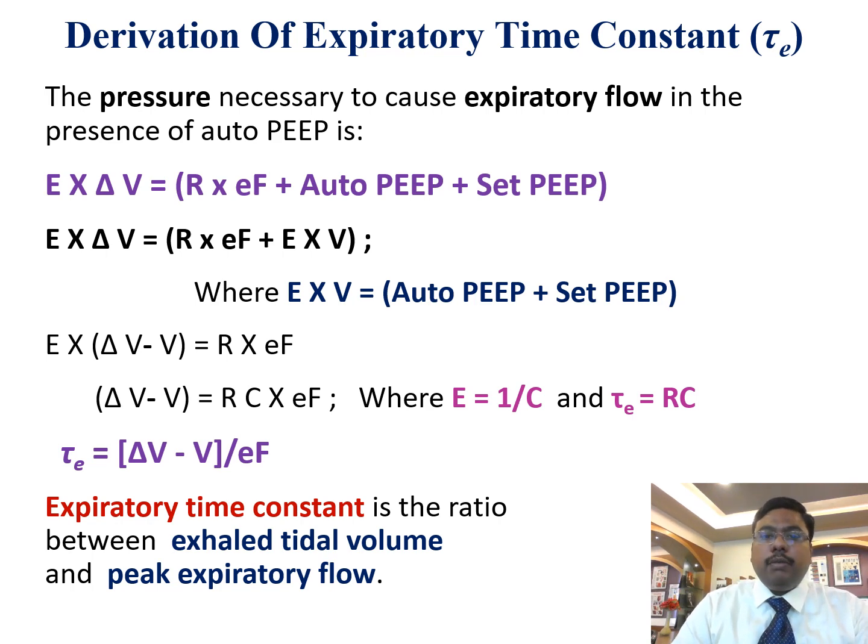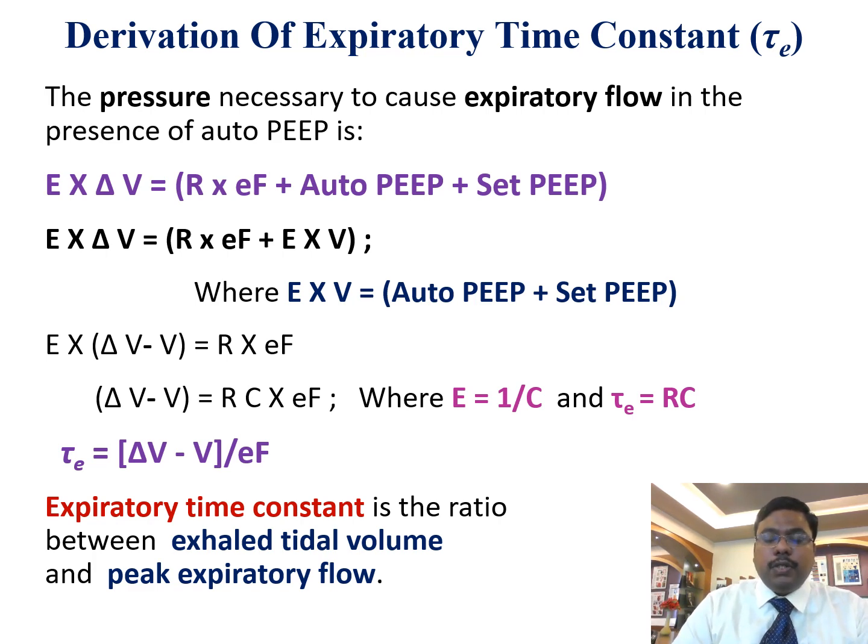Derivation of expiratory time constant. The pressure necessary to cause expiratory flow in the presence of auto PEEP is elastance times delta V is equal to resistance times expiratory flow plus auto PEEP plus set PEEP. So in the place of auto PEEP plus set PEEP, you substitute E times V, and you will get the result: expiratory time constant is equal to delta V minus V divided by expiratory flow.